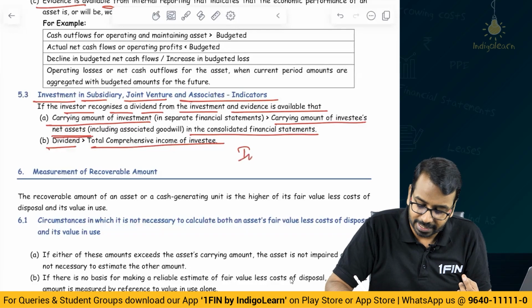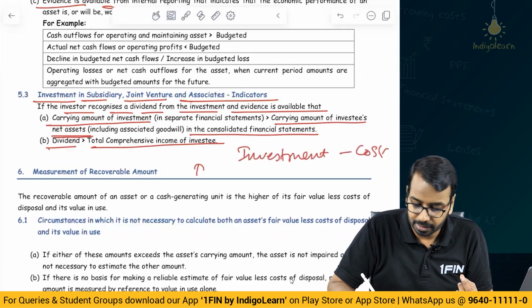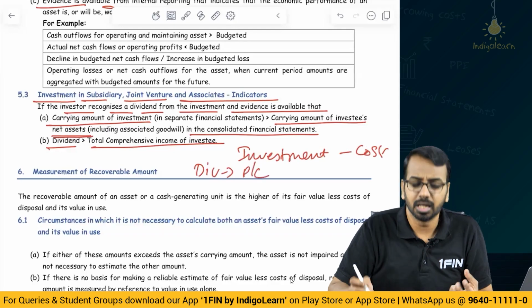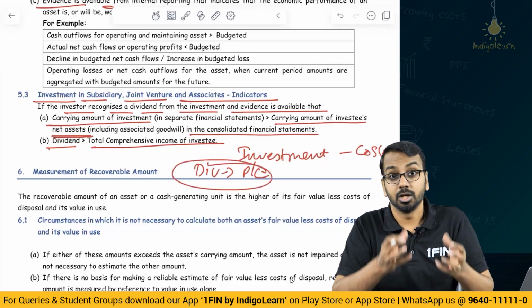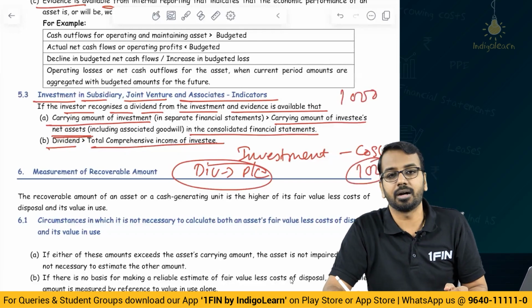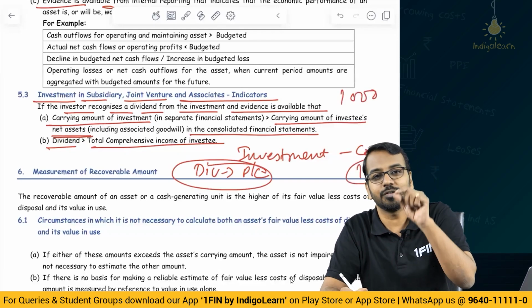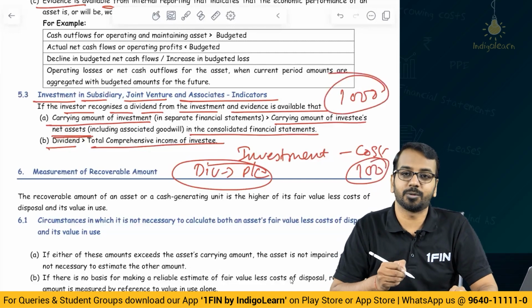The reason is, let us say I have recorded the investment at cost, and the dividend I have recorded in P&L. The subsidiary has already paid all the dividend, and I have recognized all of this in P&L. So I am showing the investment, let us say at 1000, while the subsidiary has net assets of only 100. Then there could be an indication of impairment. Here impairment means I will not be able to recover this 1000, right?